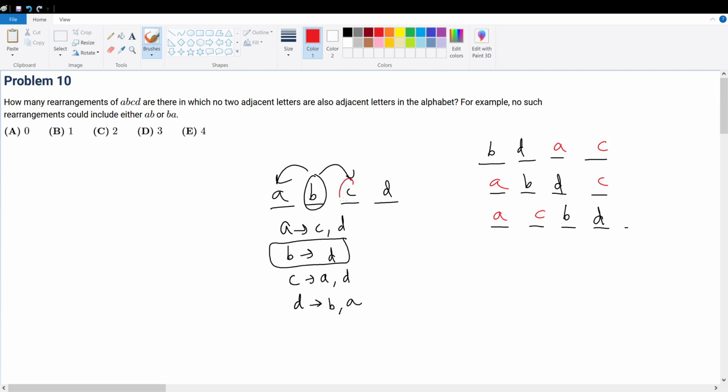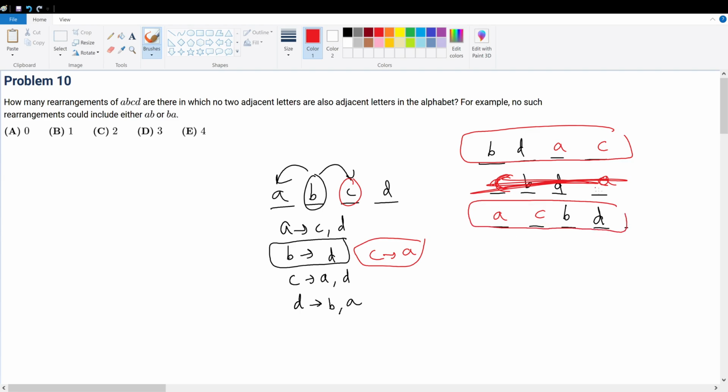Oh, actually, by symmetry, right? C has two neighbors. So C can only be with A. So actually, we only have two solutions, because just by the restrictive cases, this won't work, right? No matter how you swap it, because we remember, we always look at the most restrictive cases first. So if you do this, C and B get together, so this is wrong. We can have this case, or we can have this case.